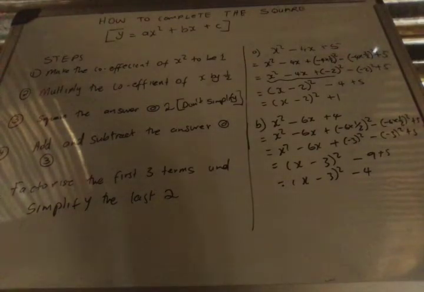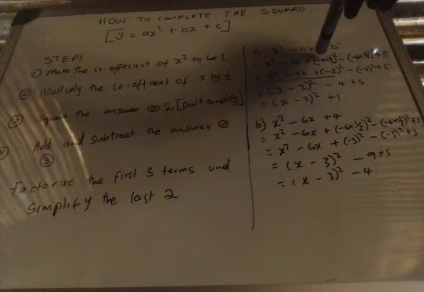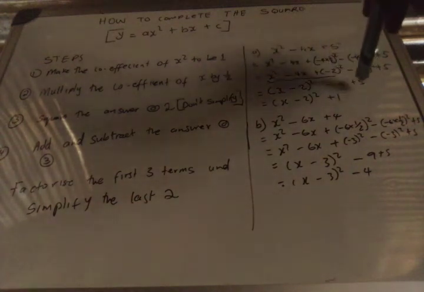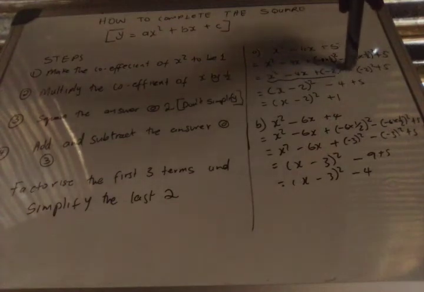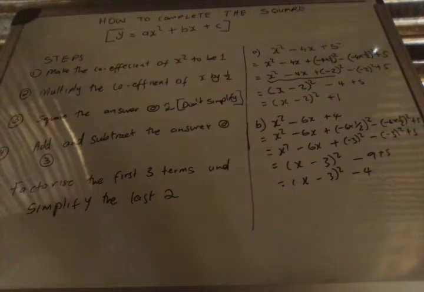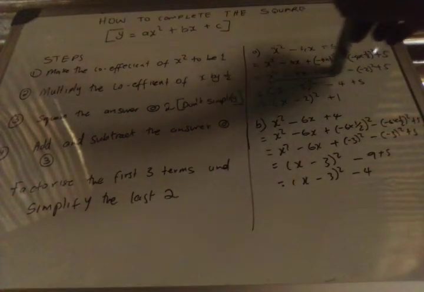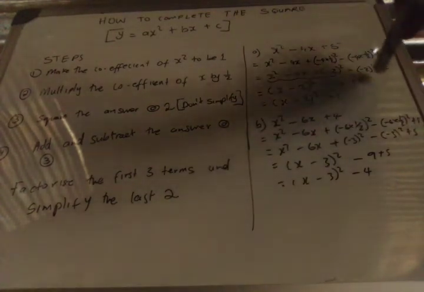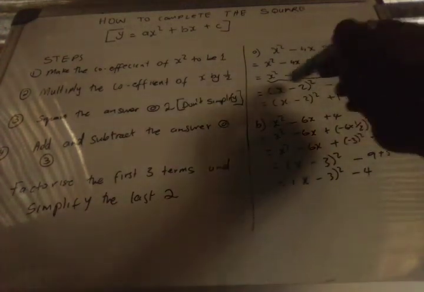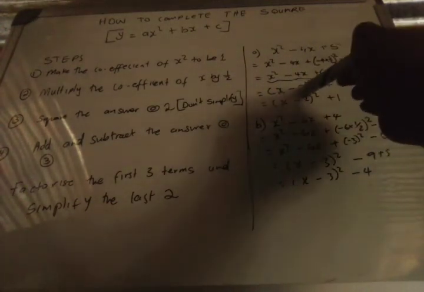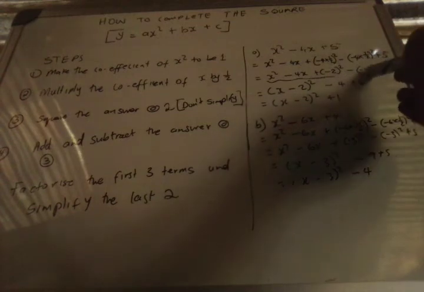And then after that, what do we do? We just simplify what's inside. We don't simplify further than just what's inside. You don't give out the answer for the bracket squared. From there you take the first 3 terms. The first 3 terms will always be a perfect square, and then you factorize it, and the last 2 terms you simplify. So when you factorize this one, you'll have x minus 2 all squared, and when you simplify this, it's going to be negative 4 plus 5, which is 1.